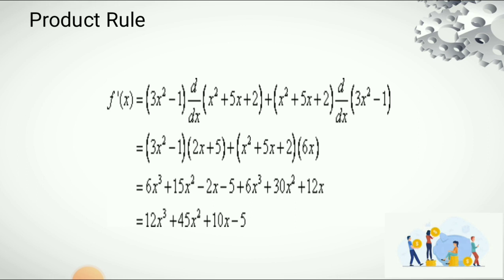In product rule, the first derivative of f of x is equal to 3x squared minus 1 d over dx times x squared plus 5x plus 2, plus x squared plus 5x plus 2 d over dx of 3x squared minus 1. So simplify, it is equal to 3x squared minus 1 times 2x plus 5 plus x squared plus 5x plus 2 multiplied by 6x.